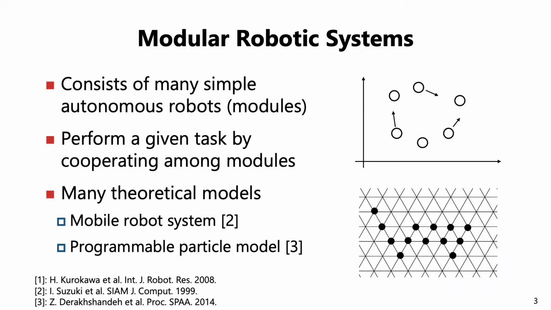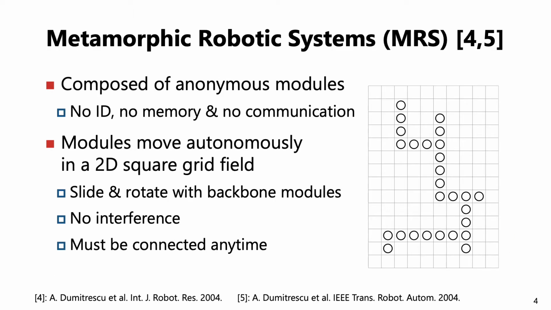There are many theoretical models for modular robotic systems. The mobile robot system models it as robots with a rigid body moving in a continuous space. And the programmable particle model, which is also known as Amebot, models it as connected modules in a triangular grid. In this presentation, we focus on another theoretical model for modular robotic system, that is, Metamorphic Robotic System, or MRS.